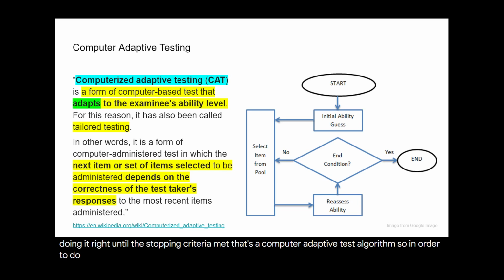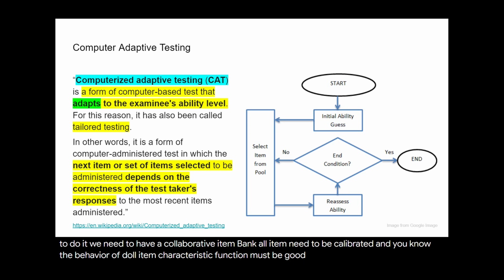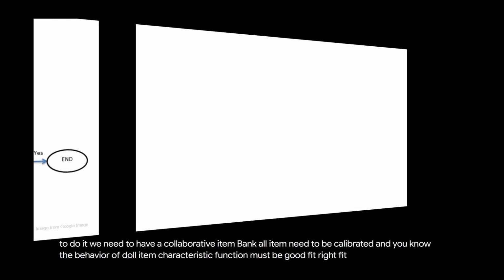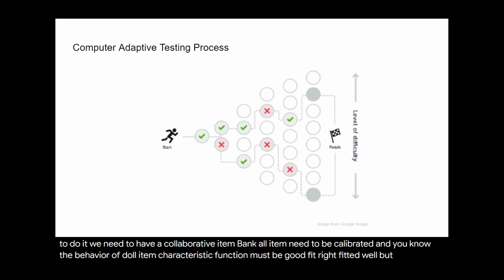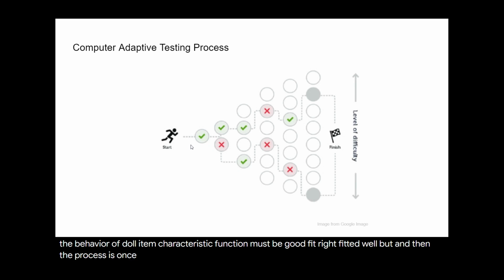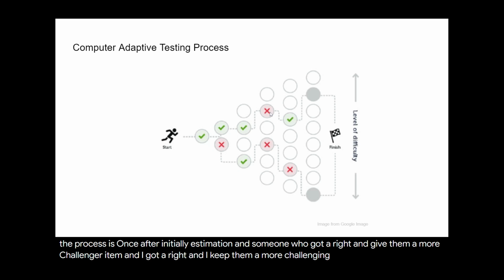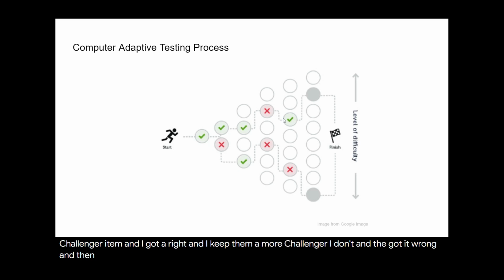In order to do it, we need to have a calibrated item bank. All items need to be calibrated, and the behavior of all item characteristic functions must be a good fit, right? Fitted well. And then the process is what? After the initial estimation, someone who got it right is given a more challenging item, and then got it right and is given a more challenging item, and they got it wrong, and then a little bit easier item, harder item, and then they reach their final destination.